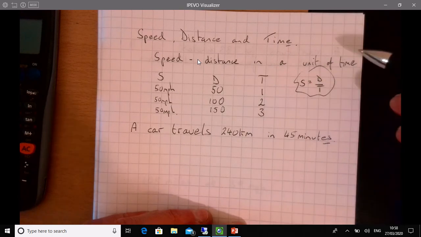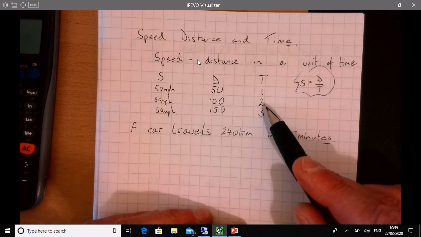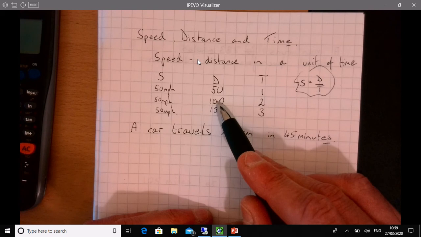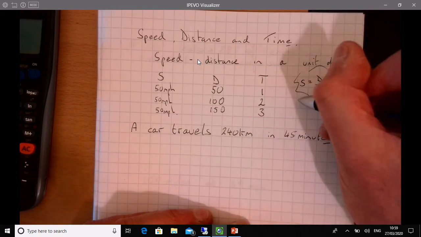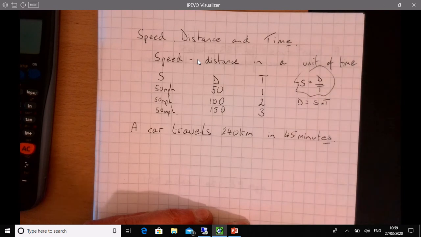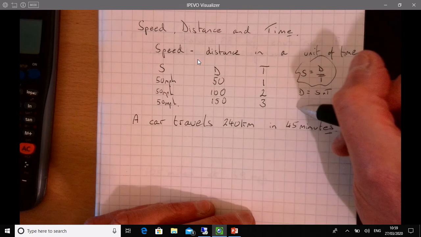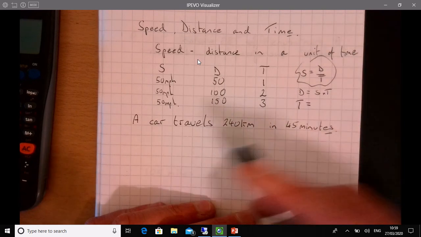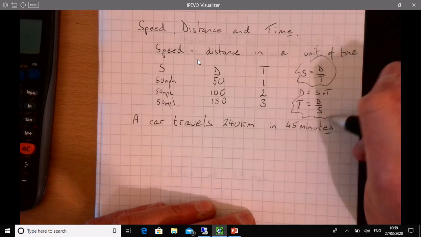Yes, that's great. But let's just do it from here. Let's just think it through. So let's say the distance. Distance is equal to speed times time. And time equals distance over speed.